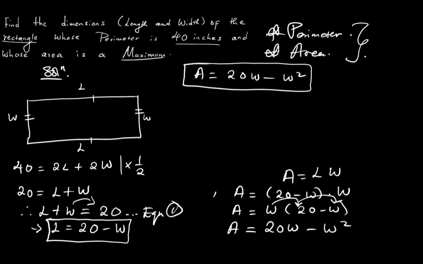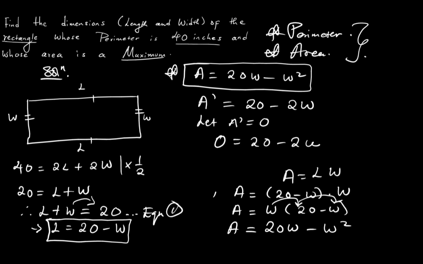Finding the first derivative, A prime, will be equivalent to 20 minus 2W. After that, we need to determine the critical point. And the critical point is literally the point where the first derivative is equivalent to 0. Now be mindful that this function is A with respect to W. So A prime is the same as dA over dW. Therefore, I will let A prime equal 0 so that I can determine my critical points. Therefore, I have 0 being equal to 20 minus 2W.